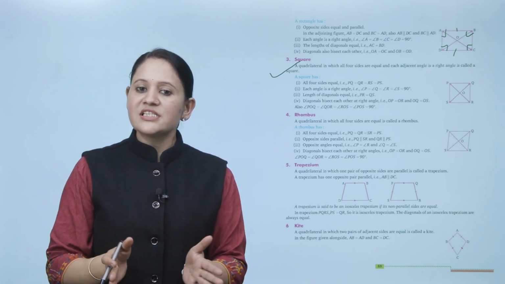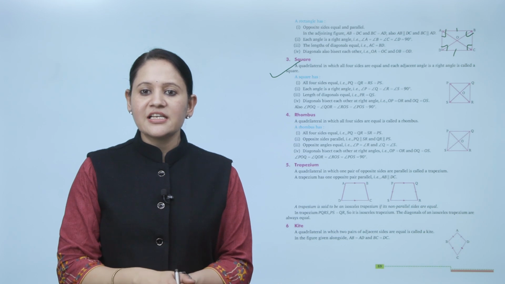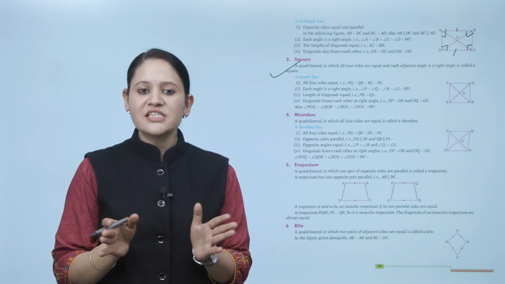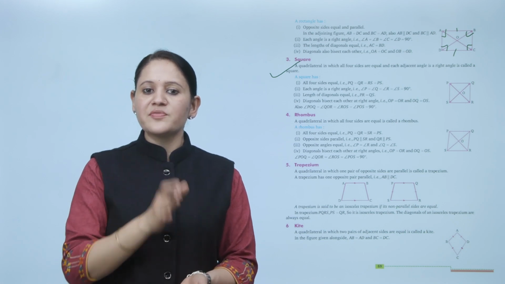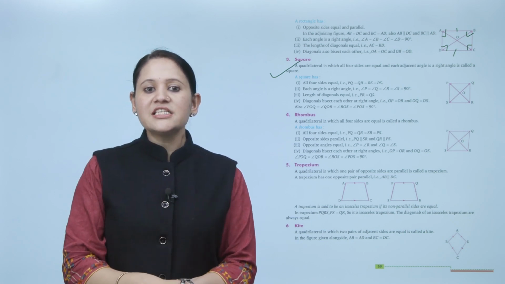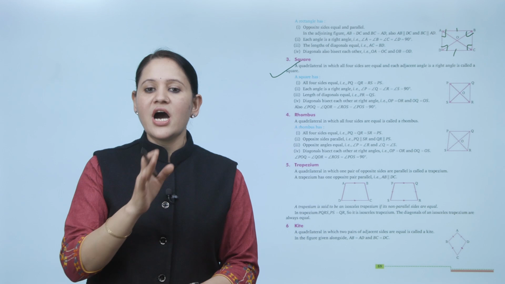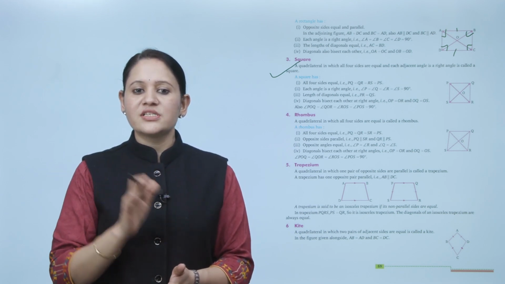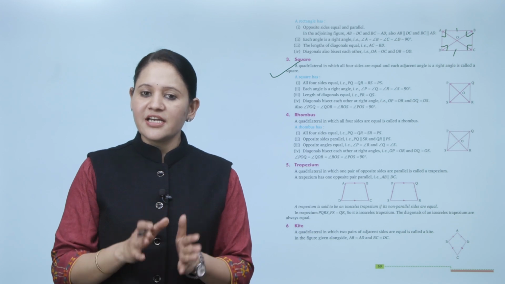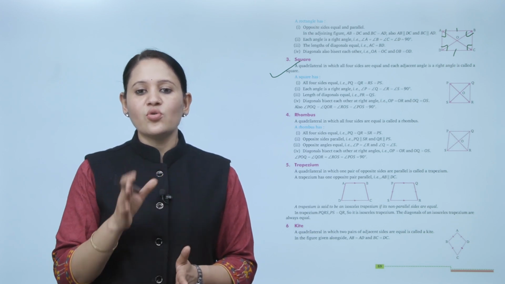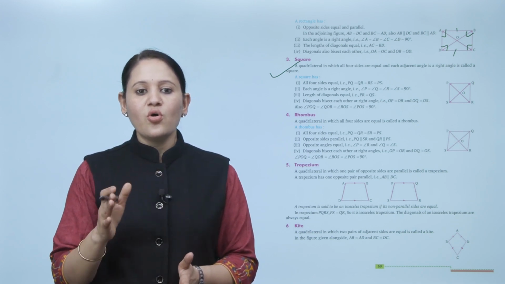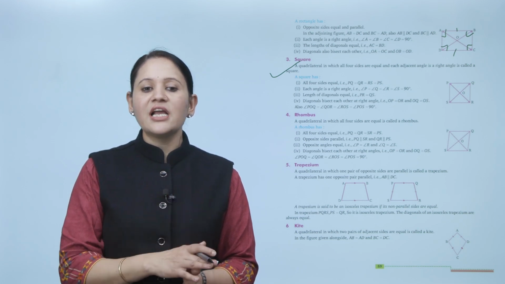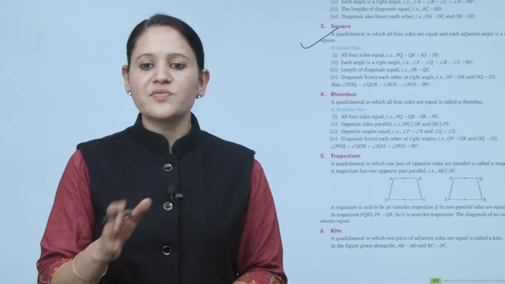Next is square. A quadrilateral in which all four sides are equal and each adjacent angle is a right angle is called a square. A square has all four sides equal, that means PQ equals QR equals RS equals PS. Each angle is a right angle, meaning P, Q, R, S are all 90 degrees. Length of diagonals are equal, PR equals QS. Diagonals bisect each other at right angle. OP equals OR, OQ equals OS, and also angle POQ equals angle QOR equals angle ROS equals angle POS equals 90 degrees.